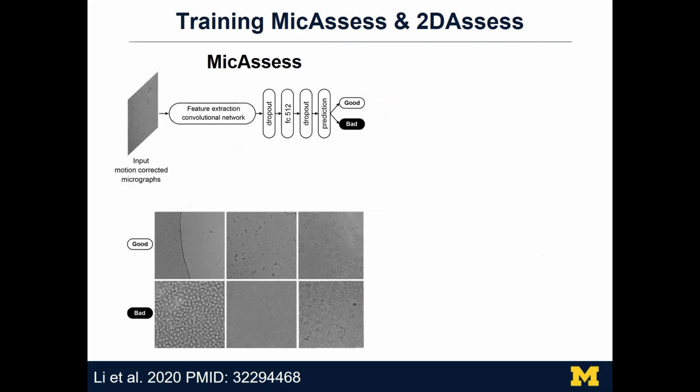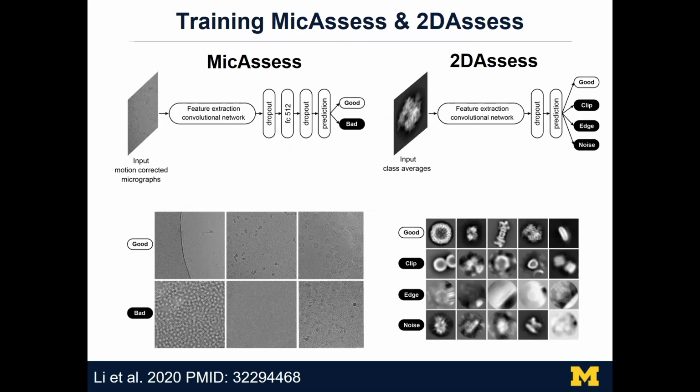So we developed two models that can help us automate data processing in cryo-EM using convolutional neural networks. The first one is MicAssess, which is a classifier that can classify motion-corrected micrographs as good or bad. And 2D-assess is another classifier that can find the good 2D class averages. If a 2D class average is a bad one, it also has more information on the reason why it is bad. And I will focus more on MicAssess in the next few slides.